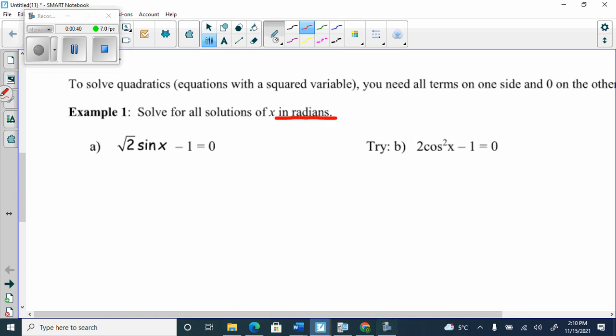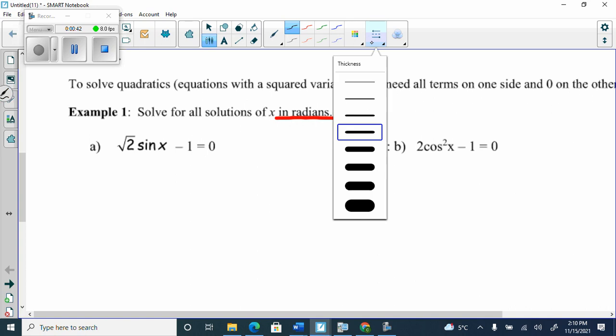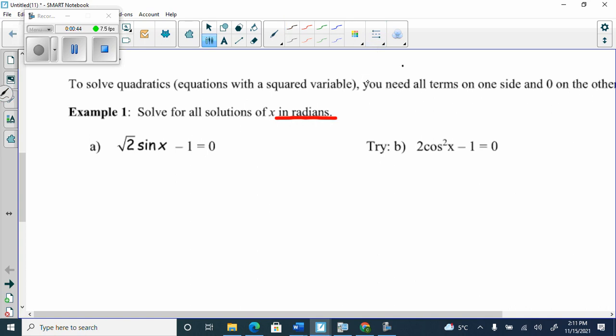Okay. So the first thing I'm going to have to do here is add the 1. So I get root 2 sine x equals 1. This sine x needs to stay. Some of you guys drop the x's off. Make sure not to do that. How do I get sine x by itself? Divide by root 2. What is 1 over root 2, just the unrationalized version of? Root 2 over 2. That's all it is.